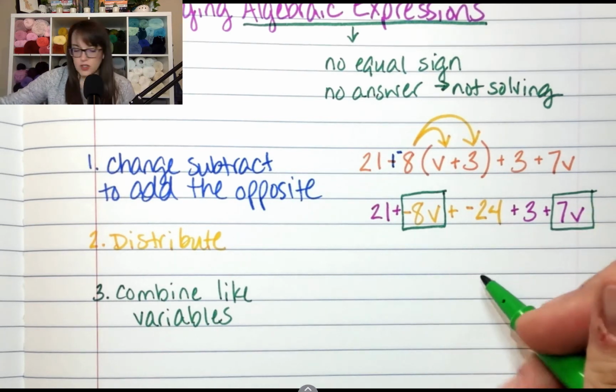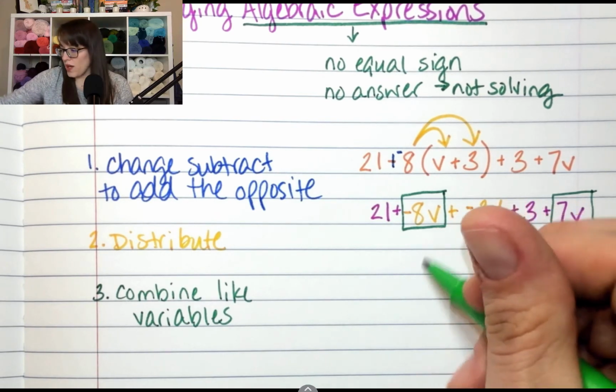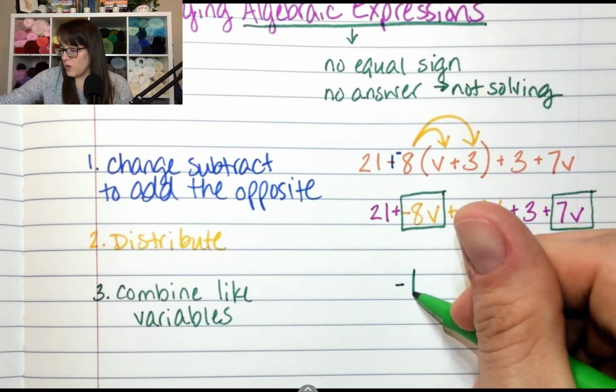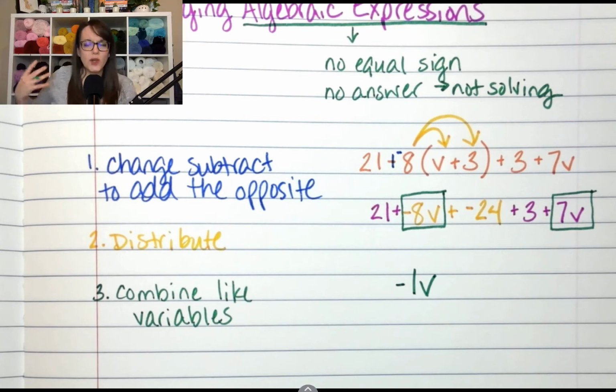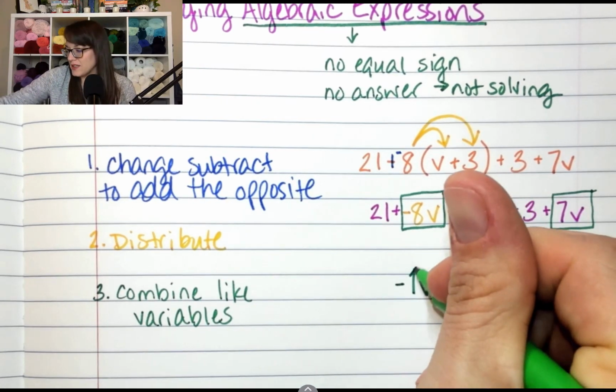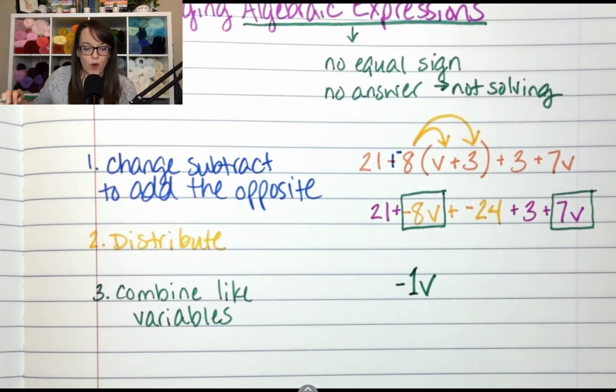Negative 1. So I have negative 1v, which we know we don't have to write the 1v, and we will get rid of that here in a little bit. You can just say negative v, and this is a 1. It kind of looks like L. It's a negative 1v.